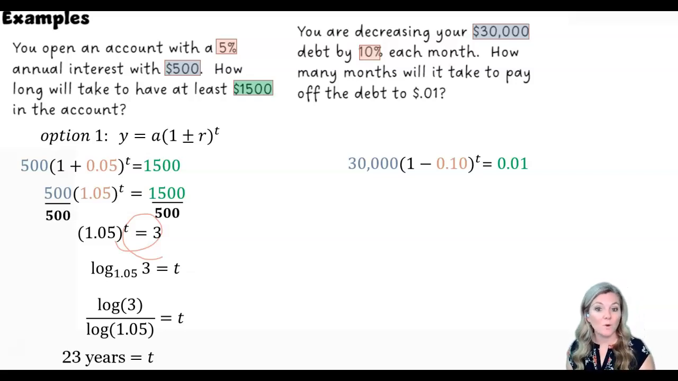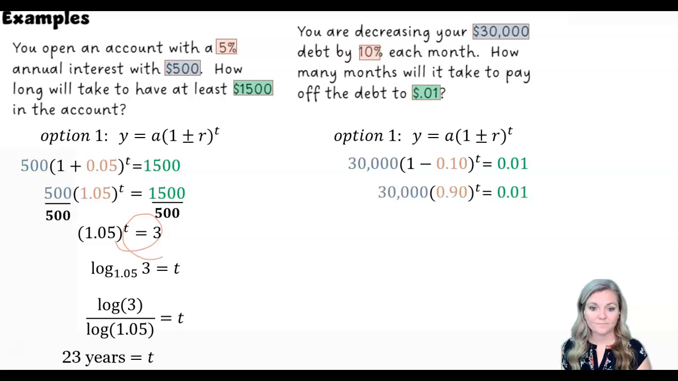So 30,000, this is option 1 because again, we're talking months and months. So my time frames match. So I'm using option 1. So 30,000, 1 minus 10%, okay, decreasing means minus, to the time is equal to 1 penny. So I go ahead and combine 1 and 1 minus 0.10. So I have 30,000 times 0.9 raised to the t is equal to 0.01.